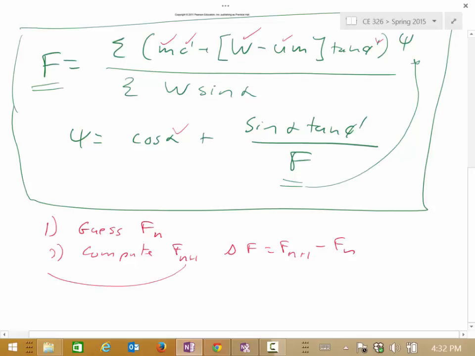And then what are we going to do? We're going to take Fn plus 1, put it in here, and we're just going to do this over and over again until this delta F is nice and small. How long is that going to take? Well, with the spreadsheet, it'll take you about 3 seconds.